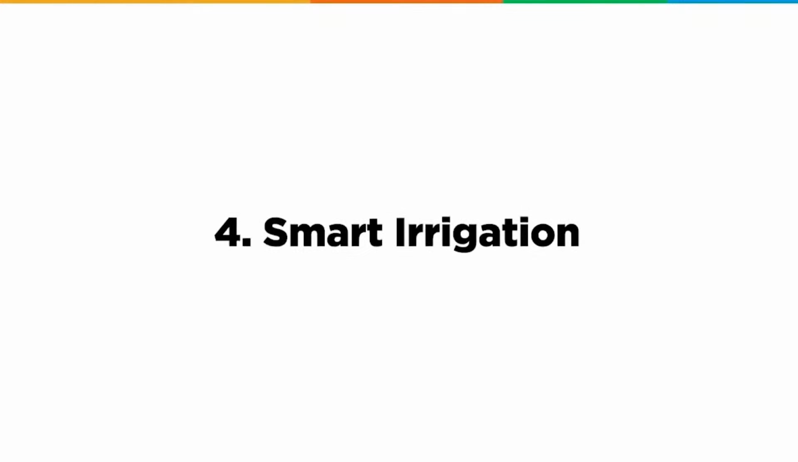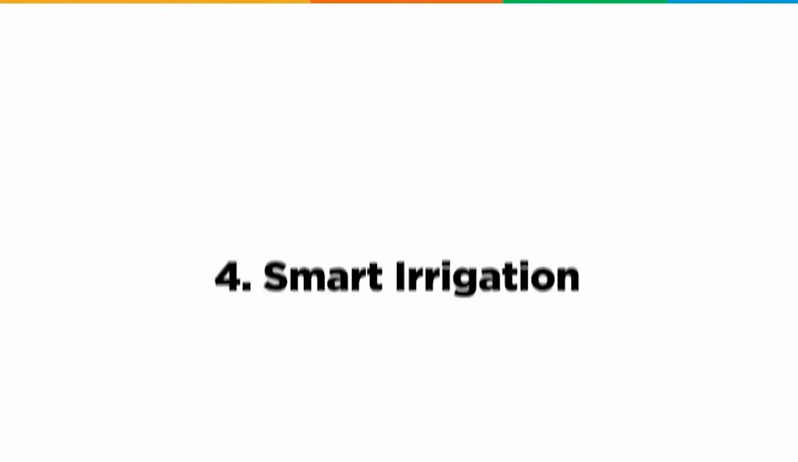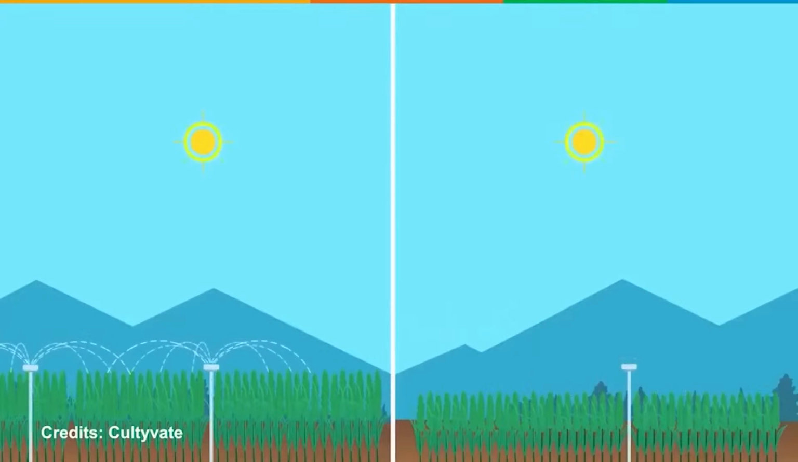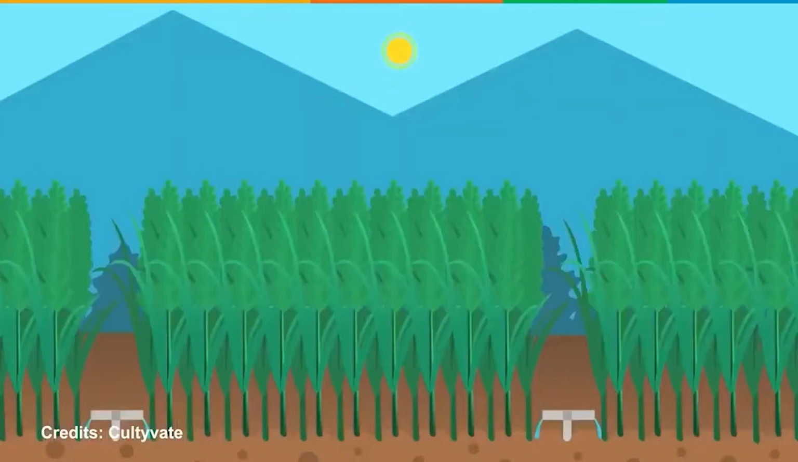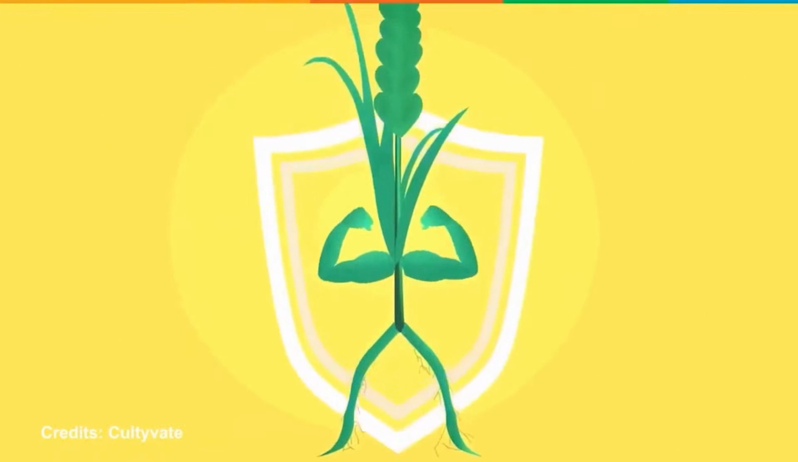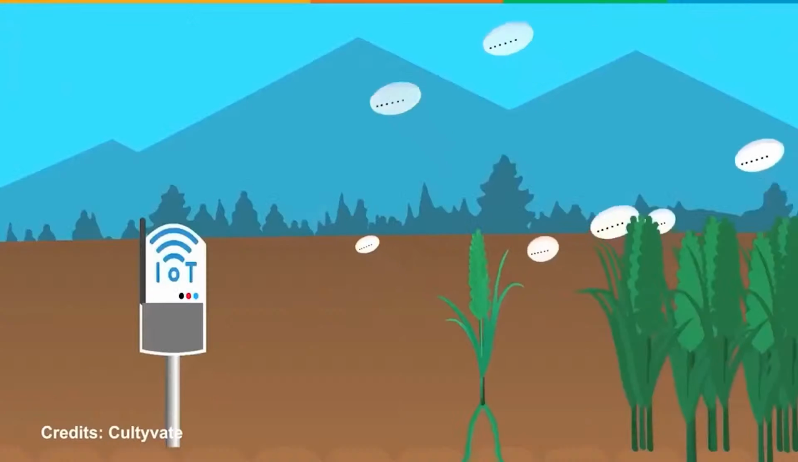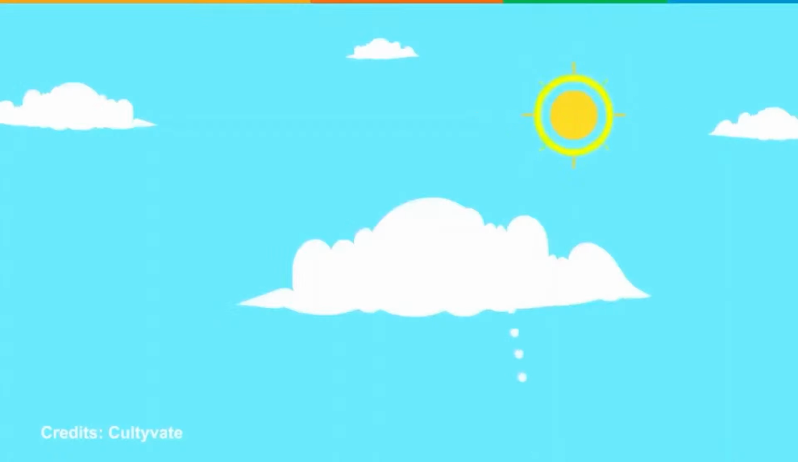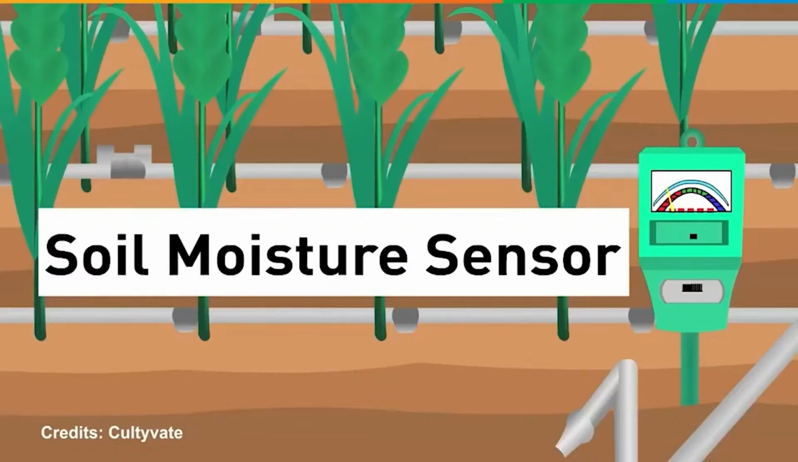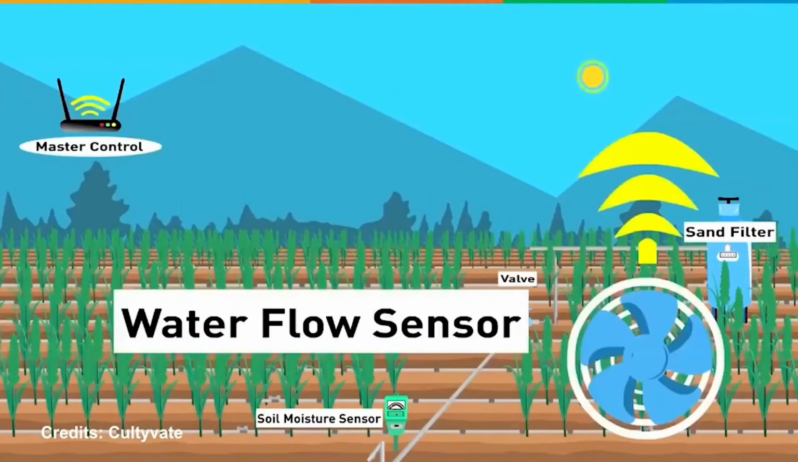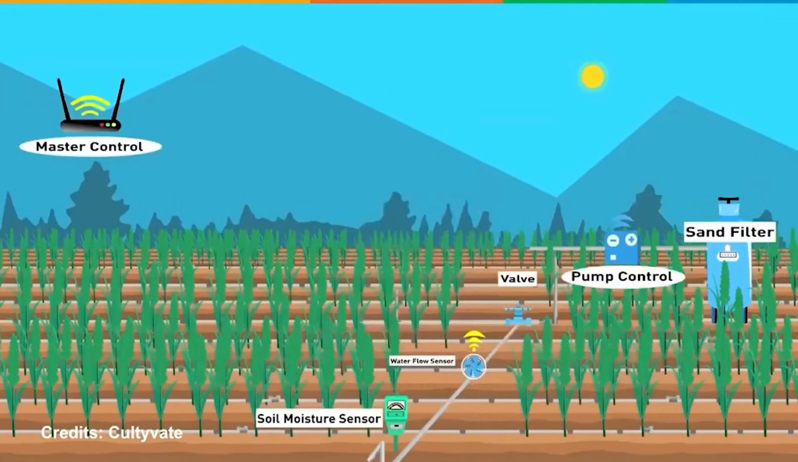At number 4, we have Smart Irrigation. Now, with changing climate and recurrent water crisis, farmers suffer a great deal with growing crops. Smart irrigation puts an end to this ordeal. This system comes with a moisture sensor that checks the soil for its water content. When the soil moisture drops below a certain value, the system triggers the water supply.